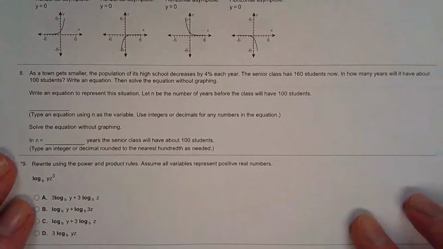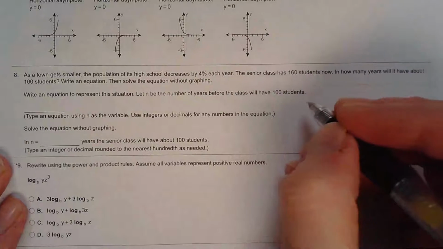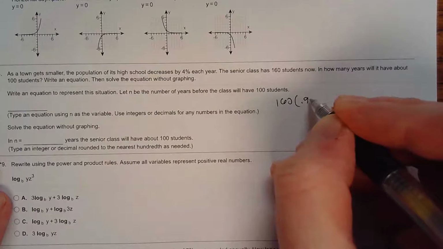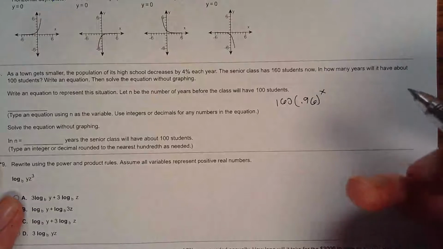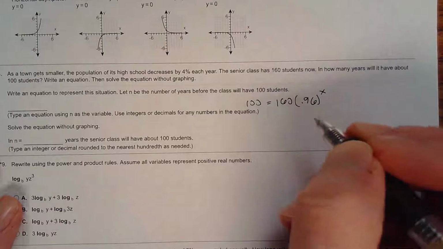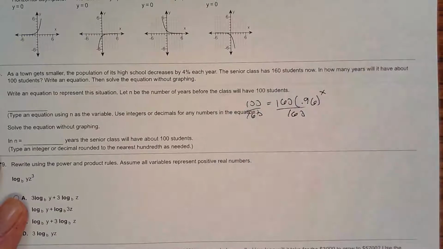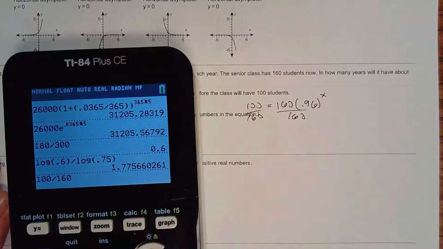Number 8. A town gets smaller, the population decreases 4% per year. How long until it's 100? So there's 160. It decreases 4% per year, so that'd be 0.96. And then how long until it equals 100? Okay, so same idea. I'm going to divide by 160 first. Same idea as on the front side here. So 100 divided by 160.